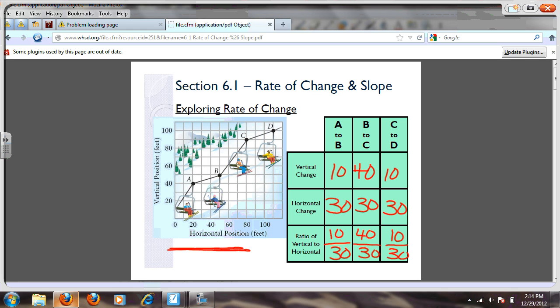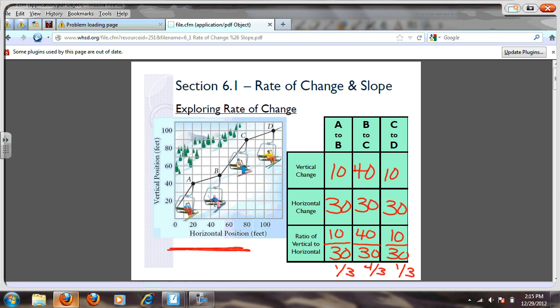Okay? So there are our ratios. We want to write our ratios in simplest form. So 10 over 30 would simplify to 1 over 3. 40 over 30 would be 4 over 3. And 10 over 30 again would be 1 over 3, or a 1 to 3 ratio, a 4 to 3 ratio, and a 1 to 3 ratio.